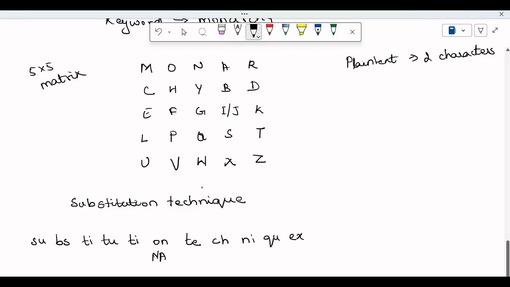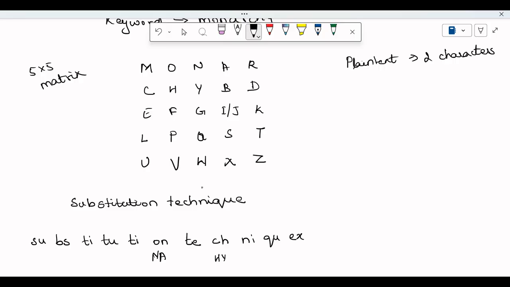Let us consider one more pair like this, CH. CH falls in the same row of the matrix. So replace each letter with the letter to its right. C is replaced by H, and H is replaced by Y. So this is how the encryption takes place under this category.